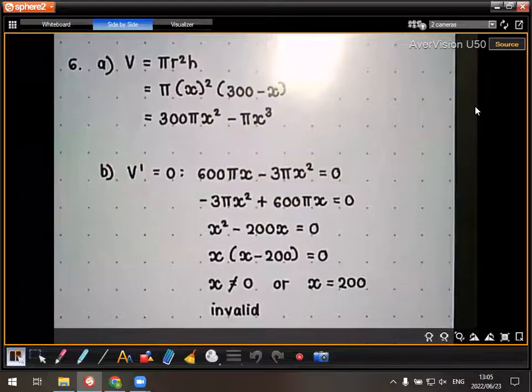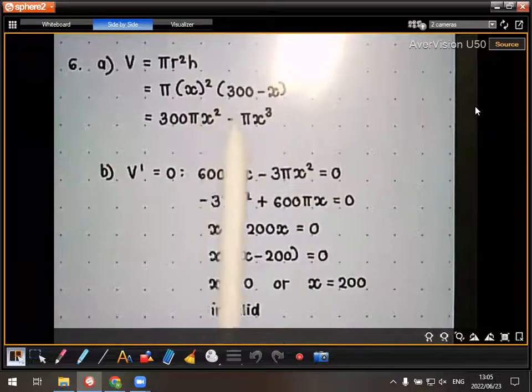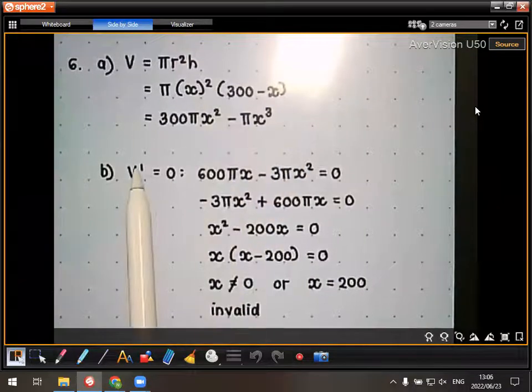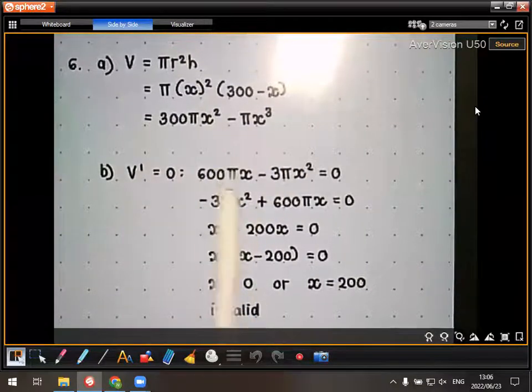Then for B, they wanted to know which dimensions. So what would the radius and the height be to have a maximum volume? So volume must be maximum, so you take this expression for volume, find the derivative and make that equal to 0.